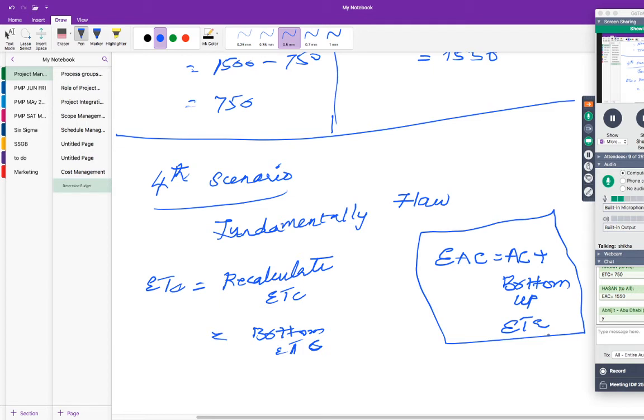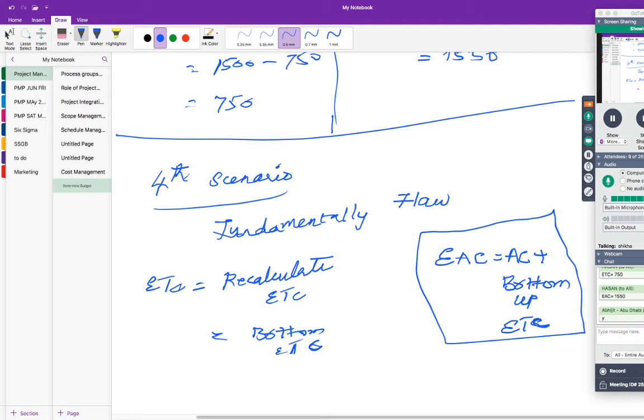In your examination, they will directly give you this ETC, so you just add it to AC. That's all. So that's your fourth scenario, where you're recalculating it. You cannot extrapolate and you cannot go as per your original plan, so you recalculate for the rest of the work. These are the various ways of calculating EAC and ETC.